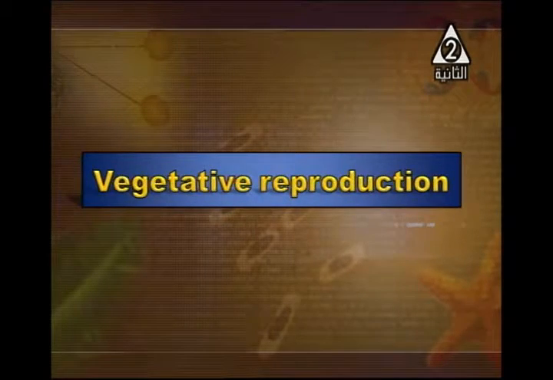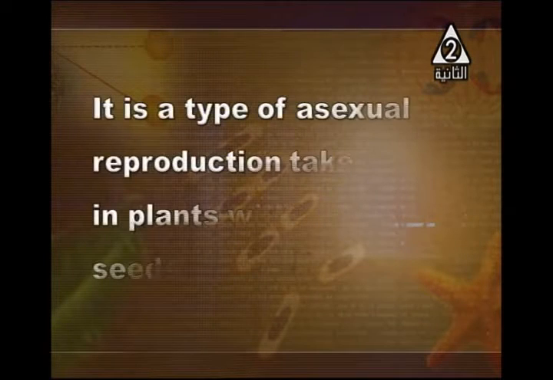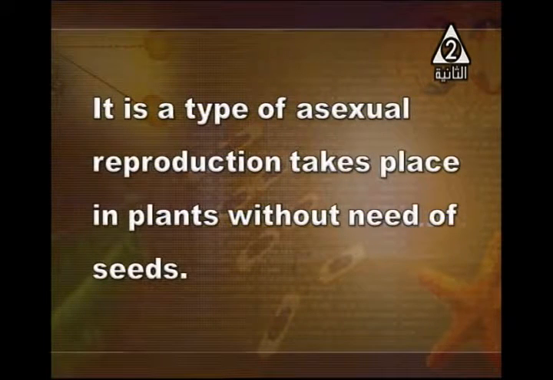Another type of asexual reproduction is vegetative reproduction. What is meant by vegetative reproduction? It is a type of asexual reproduction that takes place in plants without the need of seeds. Again, what is meant by asexual vegetative reproduction? It is a type of asexual reproduction that takes place in plants without the need of seeds.